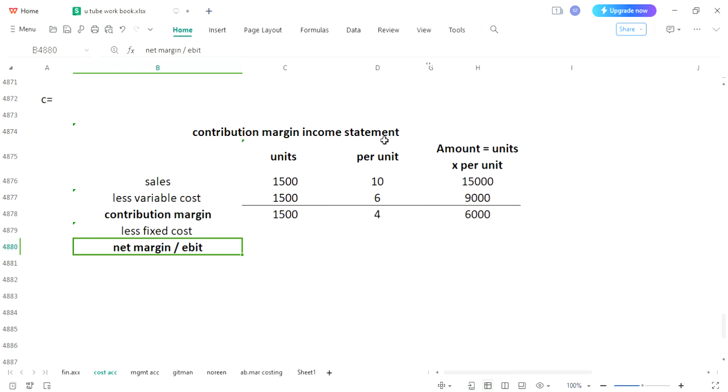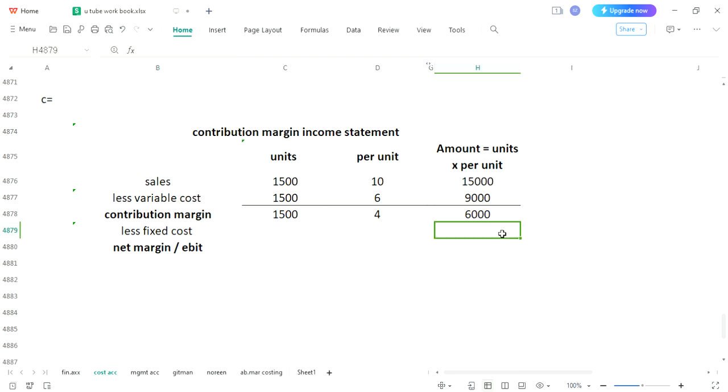So with this 4,000, when we put it at the fixed cost place, we'll be able to calculate our net margin, which is the difference between contribution margin and fixed cost. So contribution margin over here is 6,000. To calculate the difference, we will subtract the fixed cost of $4,000. Now we have 2,000. It's now a profitable situation.